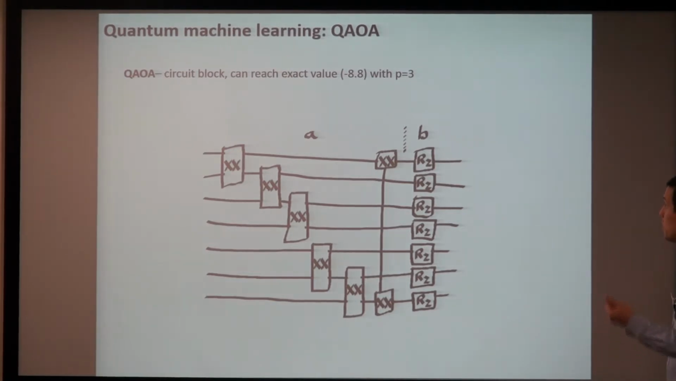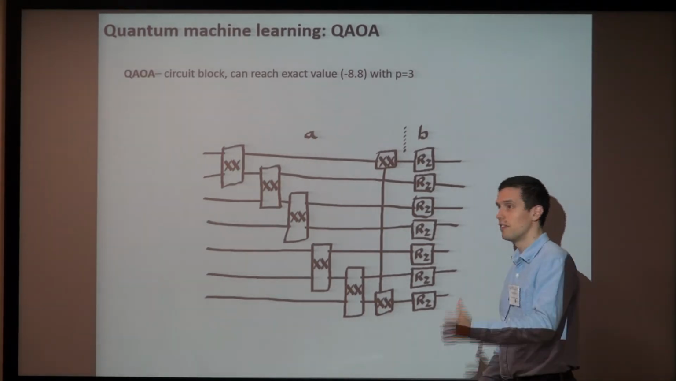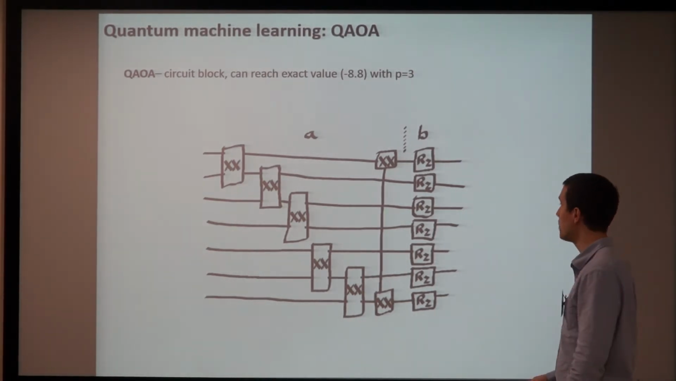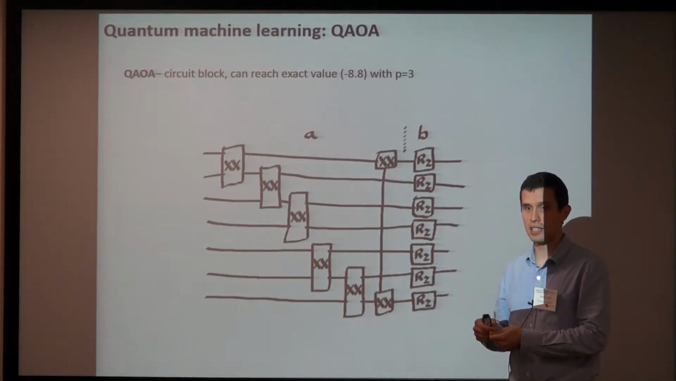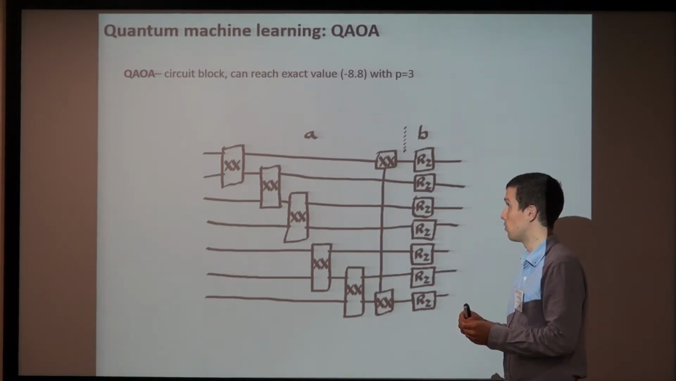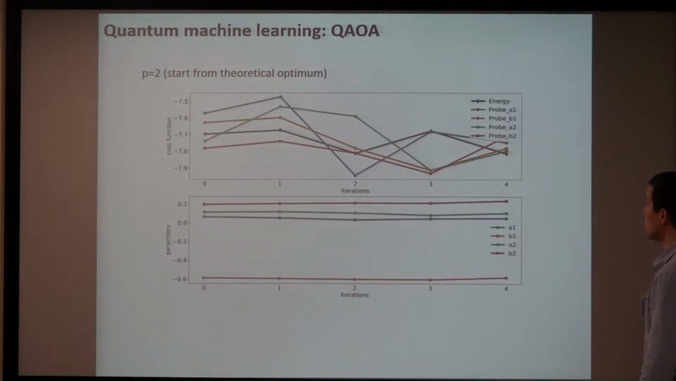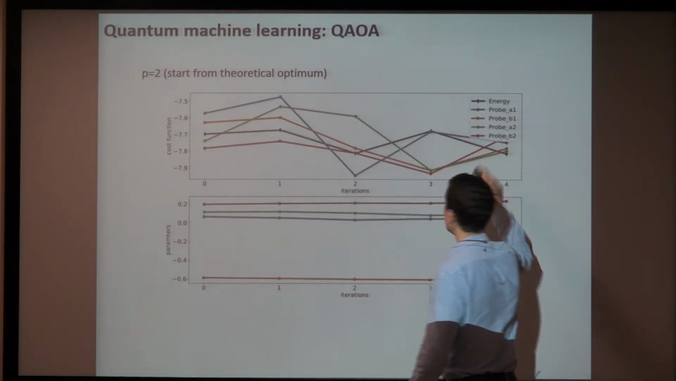We've done this with p equals 2 and p equals 1. With p equals 2, so running this block twice, we were curious: if we start at the ideal values, will the system actually improve? The way to optimize here was gradient descent. At every point, we would explore each of the parameters, try an offset on each of them to evaluate the gradient, and then walk in that direction. This is for p equals 2, starting from the theoretical optimum. You can see things don't really move very much, and the system essentially stays where it is. This is the energy, or the cost function, the black line.